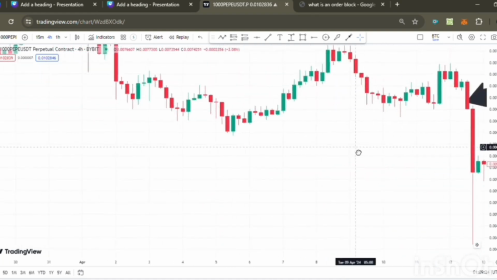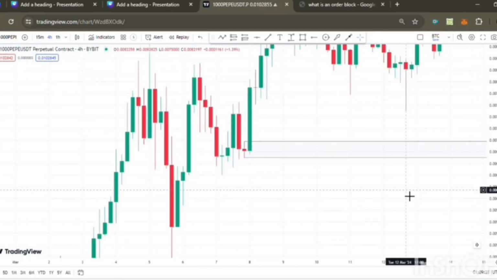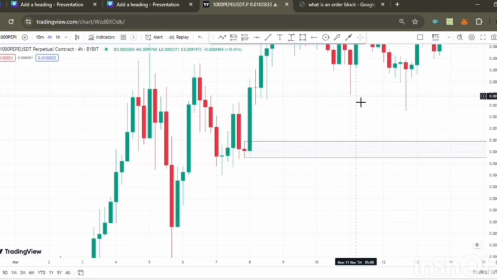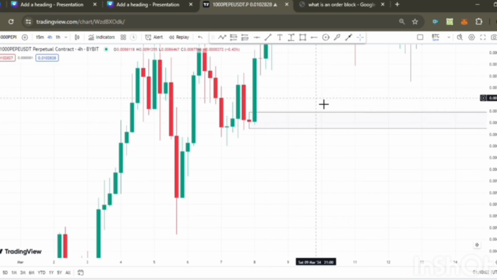Alright. So on how to enter the market, we have four types of entry. We have the lower body entry, the wick entry, the mid body entry, and the upper body entry. Alright, so first, the lower body entry is what we're going to look at.